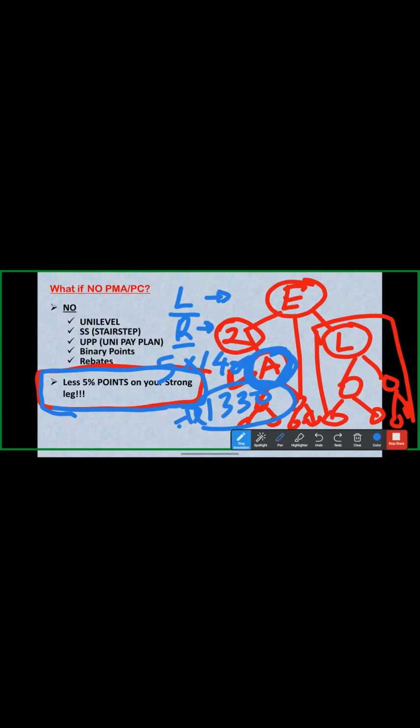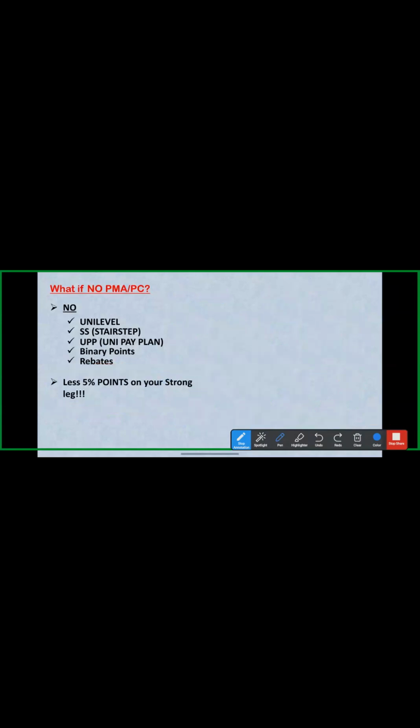Hizo ndo zitabaki hii side. Hii side ingine ni 0. So hii side, juu ni strong side, iko na 1,400 binary points. Hii side ingine ni 0. So this is the strong side. Hii side yenye iko na Abigail. So itakatwa 5 points. So hii side itabaki 1,330 points. Now we'll get to why that is important and why that is very, very bad.